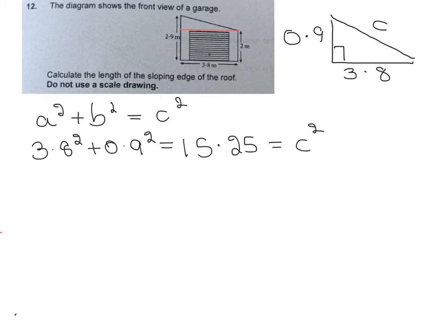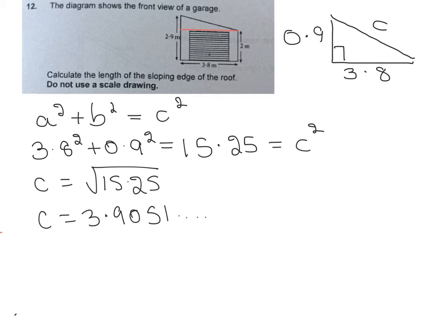But I don't want c squared, I just want c. So we need to undo the square by using the square root. So c is equal to the square root of 15.25, therefore c is equal to 3.9051... Do that to show the unrounded answer, and then if you're not told otherwise, round to 2 decimal places. So our final answer is c equals 3.91 metres to 2 decimal places.